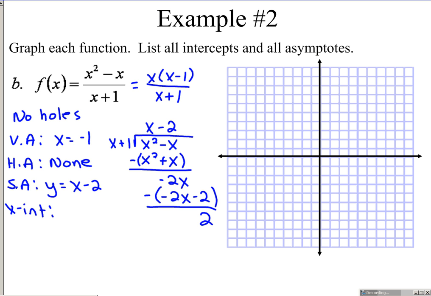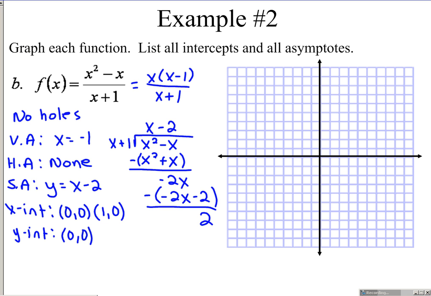X-intercept, set that numerator equal to 0. We have 2 of them again. 0 and 1. So 0, 0, and 1, 0. Y-intercept. Plug in 0 for x. We get 0 over 1, which is 0.